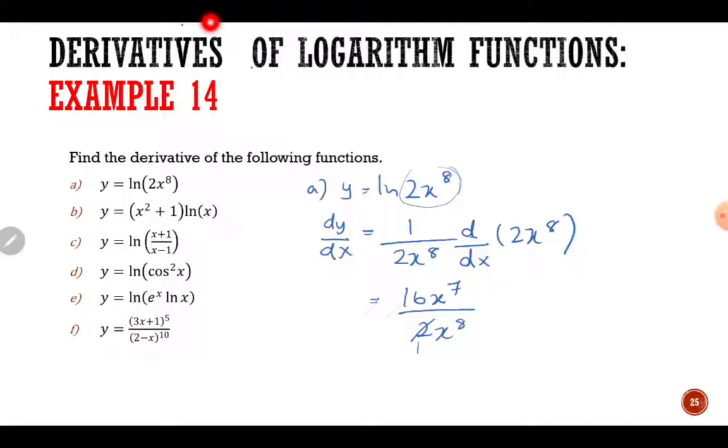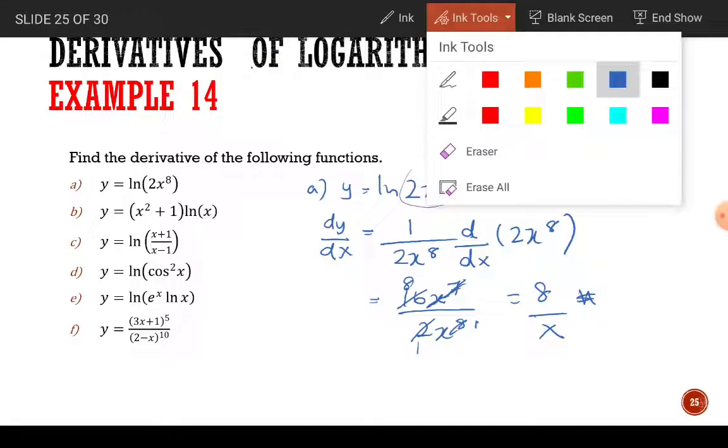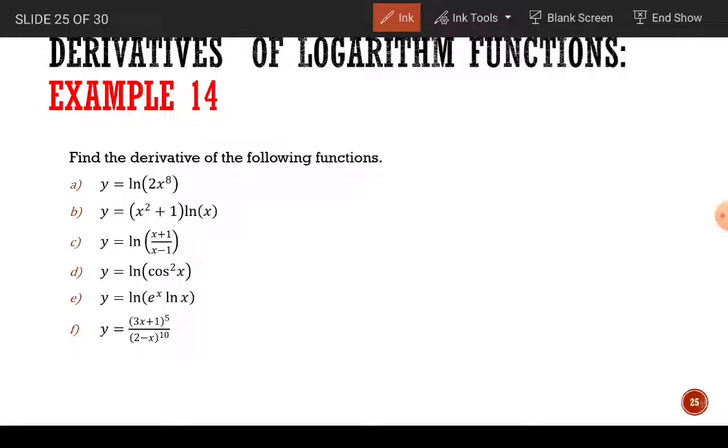So from here we may simplify 16 with 2 to get 8, and x^7 over x^8 leaves 1 over x. So the answer is 8 over x. Okay, 8 over x, so that is the answer for A. Now let's proceed to B.